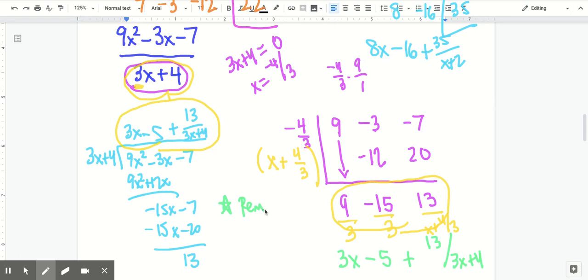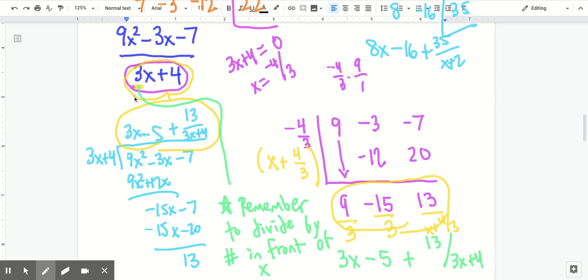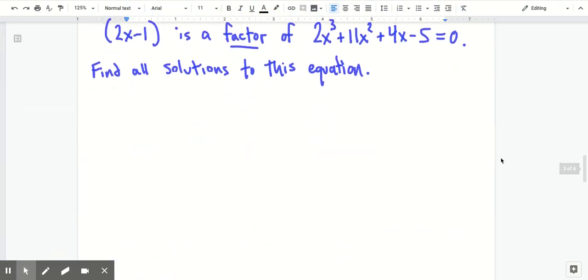Remember to divide by the number in front of x in your denominator. So if you see a number in front of x right there, you have to divide by that number. We'll practice that one more time. It's not as complicated as it seems. It's just one thing to remember here.